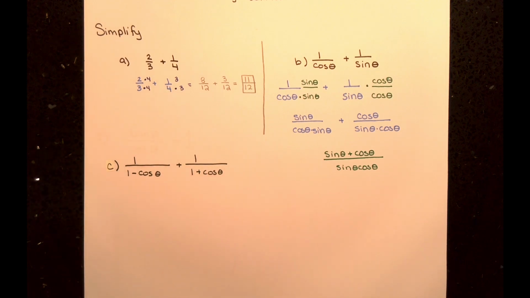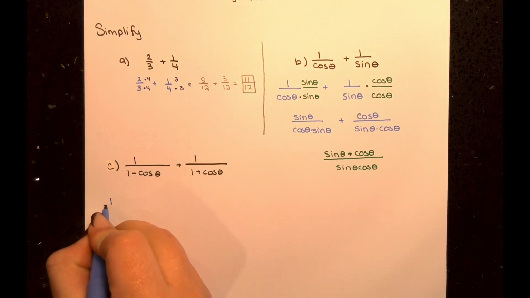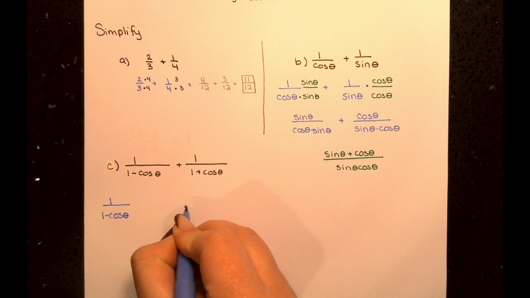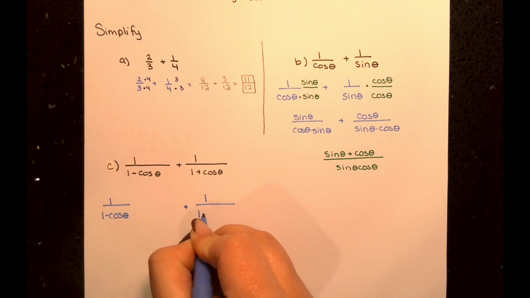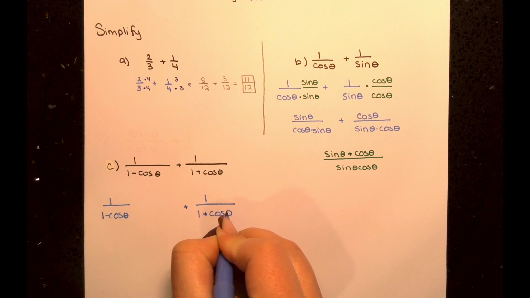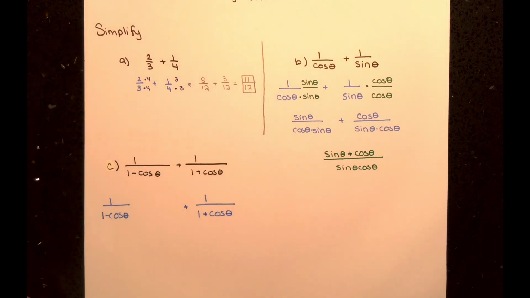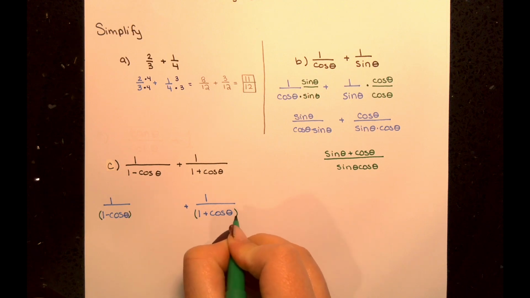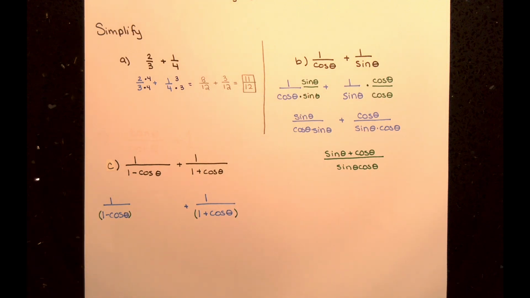So let's say we have a binomial in the denominator. It works the same way. We want to get common denominators. So I have 1 over 1 minus cosine of theta and 1 over 1 plus cosine of theta. So common denominators. I'm going to put parentheses around the binomial. Very important you do that.